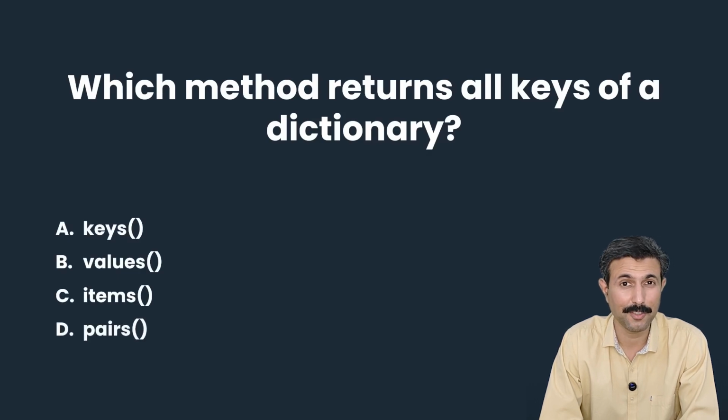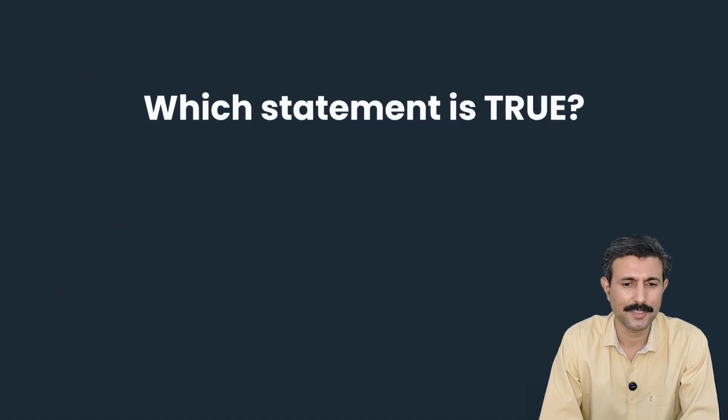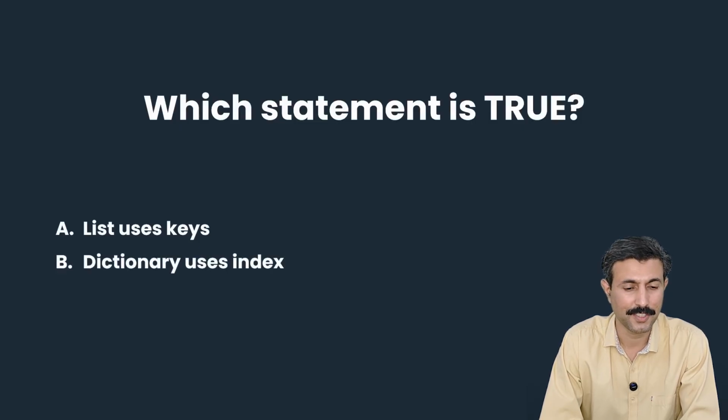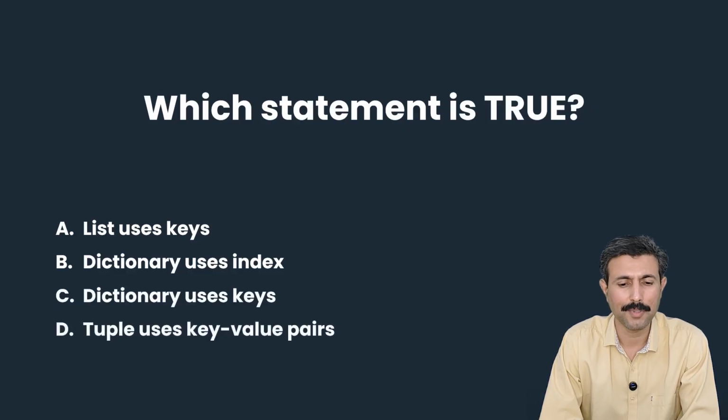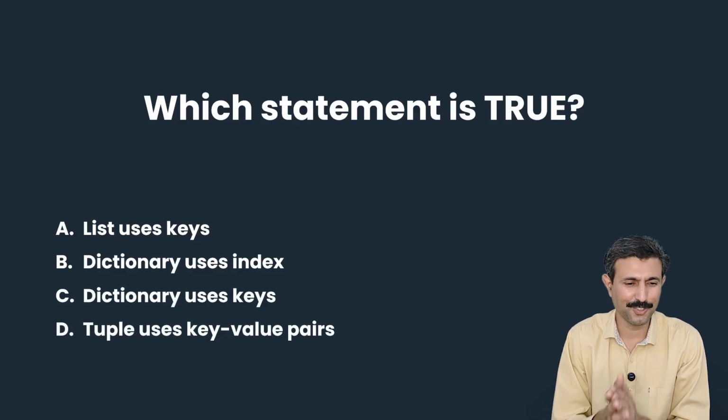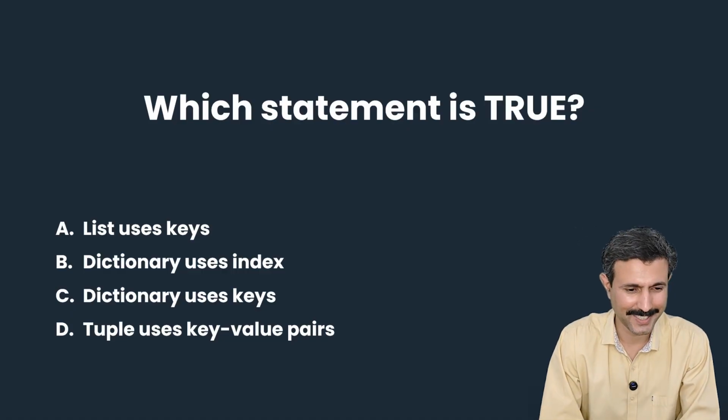For this you need to be a little bit attentive during the video. So the next question is, which statement is true? A, list uses keys. B, dictionary uses index. C, dictionary uses keys. D, tuple uses key value pairs. Now this is going to be a little bit tougher one, right?